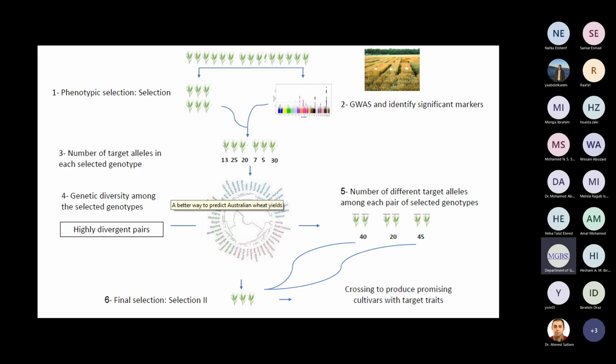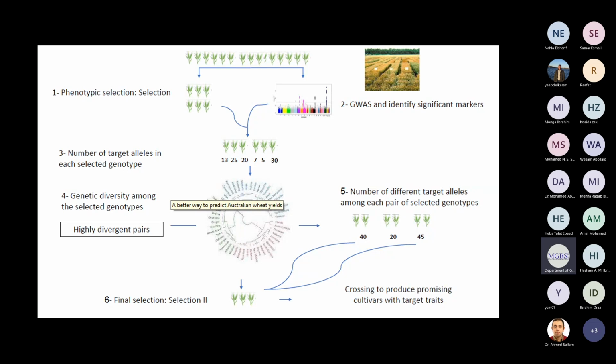Here, for instance, if you look at this figure of the selected parents, you have 25 SNPs in this genotype and 20 SNPs in this genotype. You may find that 20 genes are similar in this parent and this parent. So we have to look at how each pair of selected genotypes differ in the number of genes. From these genotypes we have 20 different genes, which is very important for crossing.